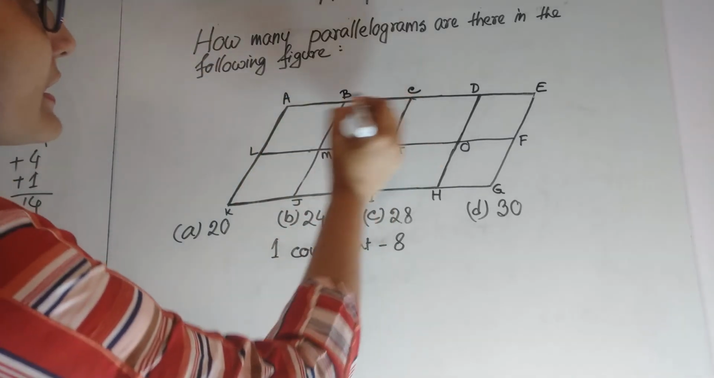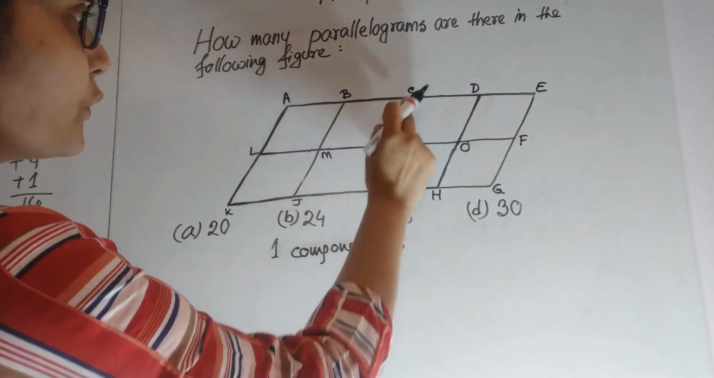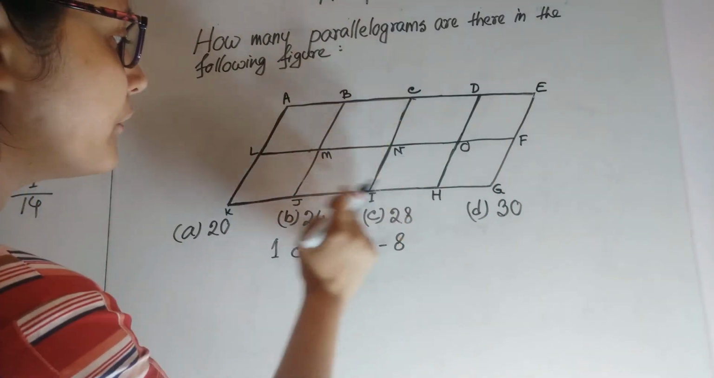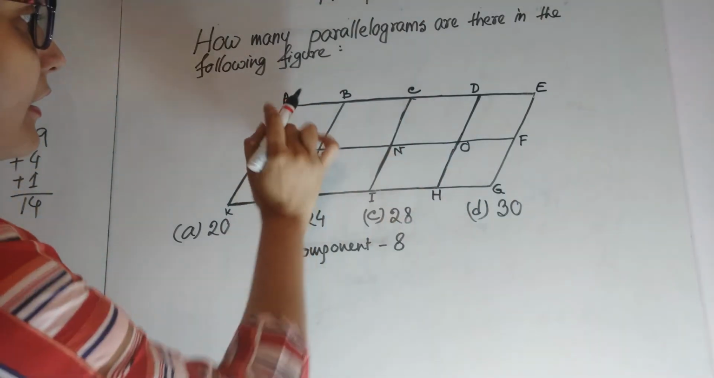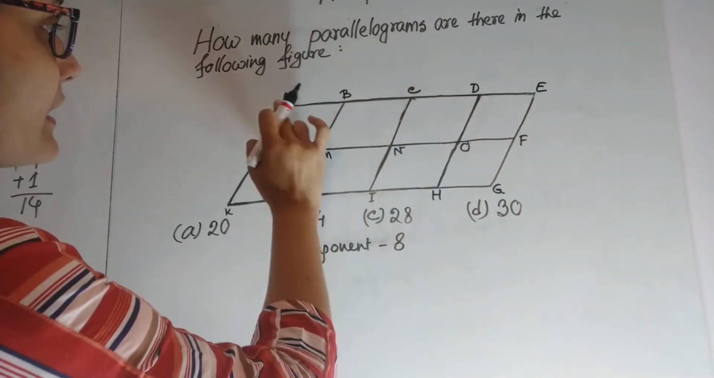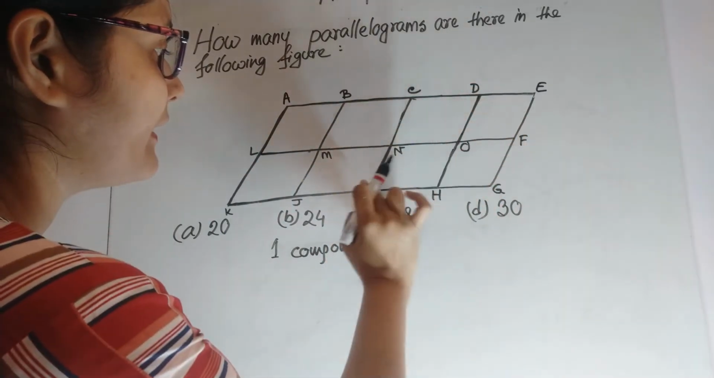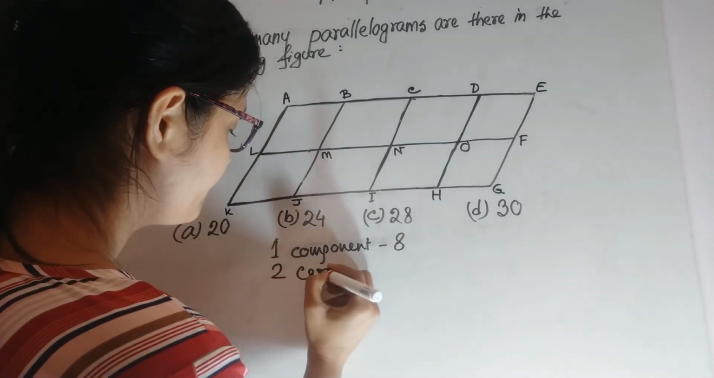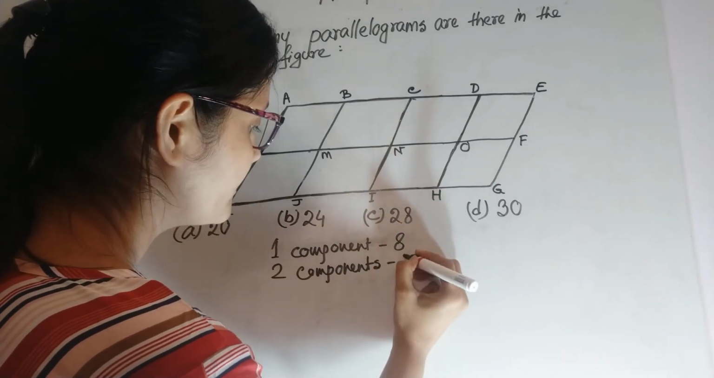Parallelograms with 2 components. How many? See, AC, NL, BD, OM like this. 1, 2, 3. In the below part, 4, 5 and 6. Again, A, B, J, K like this. Previously we got 6. Now 7, 8, 9 and 10. Therefore, parallelograms with two components, the number is 10.